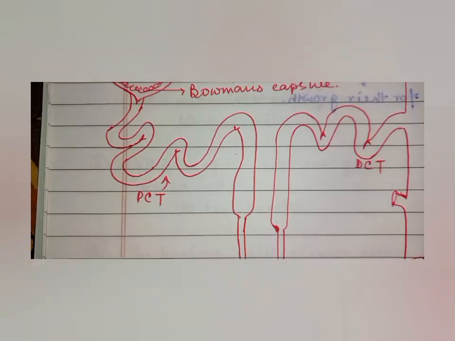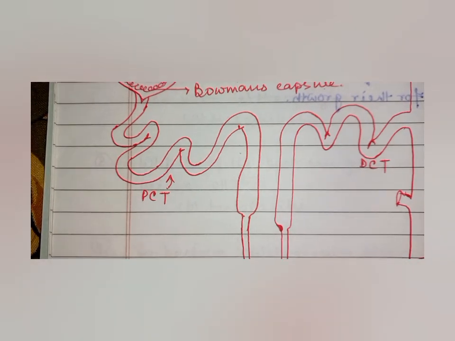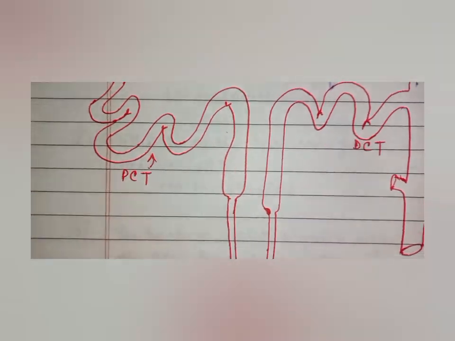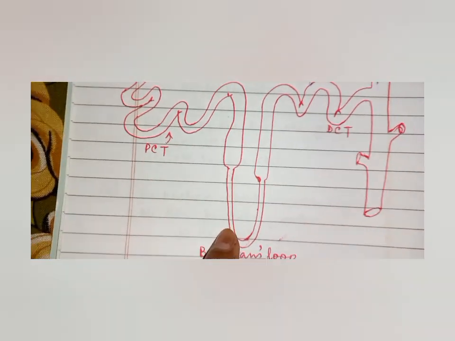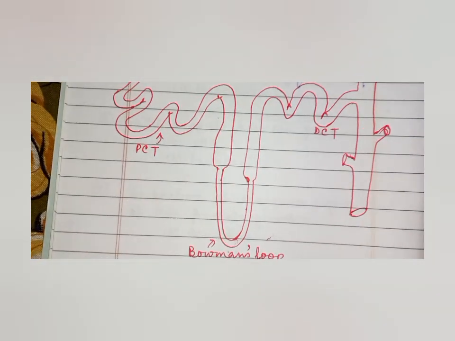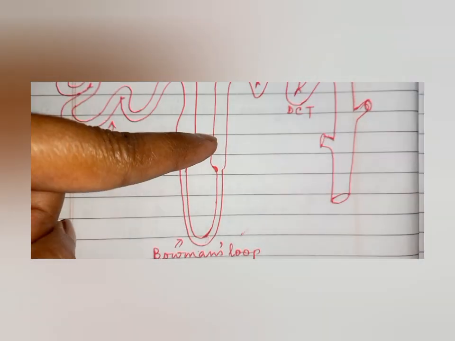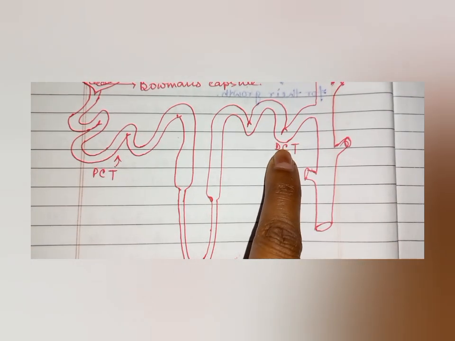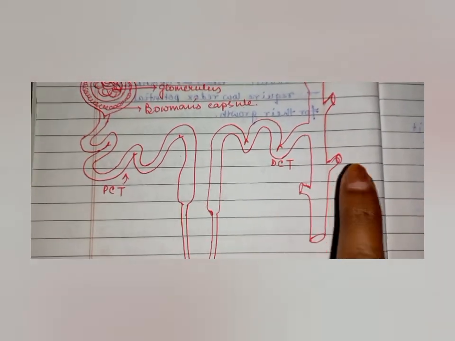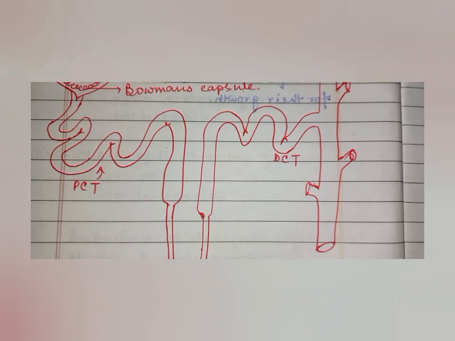PCT means proximal convoluted tubule. Then it comes through the U part of the nephron, that's known as the loop. See, that's the loop. From there, it goes through the DCT, that's P and that's D. D for distal convoluted tubule.